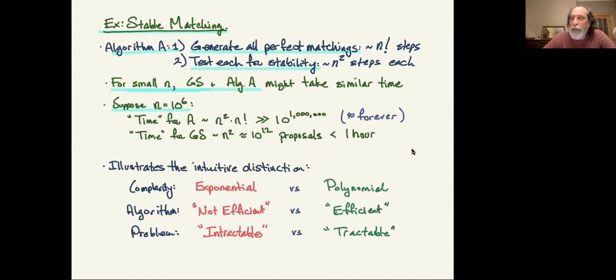So 10 to the 6 is a million. You might say, well, there aren't a million hospitals in the world. And that's true, there aren't. And so maybe we don't care if it's hospitals. There are lots and lots of other applications of stable matching and very closely related problems. So we might actually care. 10 to the 6 is not very big for many kinds of settings.